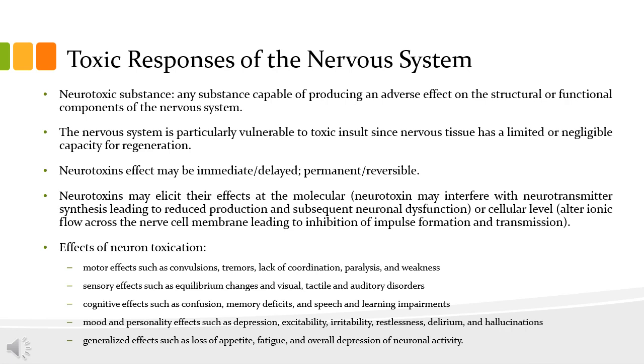permanent or reversible. Neurotoxins may elicit their effects at the molecular level, where the neurotoxin may interfere with neurotransmitter synthesis, leading to reduced production and subsequent neuronal dysfunction, or at the cellular level, which alters the ionic flow across the nerve cell membrane, leading to inhibition of impulse formation and transmission.